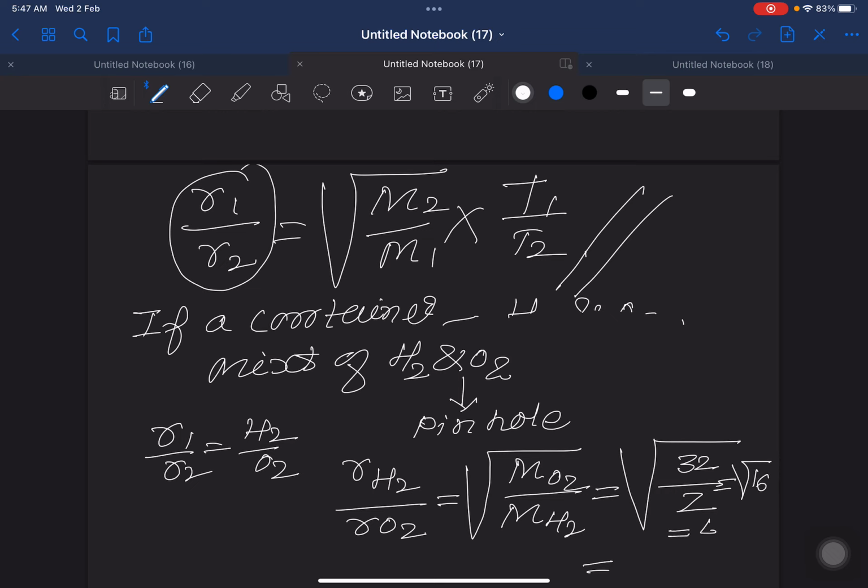मतलब 4:1. रेशियो इज 4:1. किसका रेशियो है ये? जब गैस कंटेनर से बाहर जा रहा था तब का रेशियो, है ना. दूसरा एक और इक्वेशन ले सकते हैं हम लोग, और दूसरा एक कर सकते हैं.